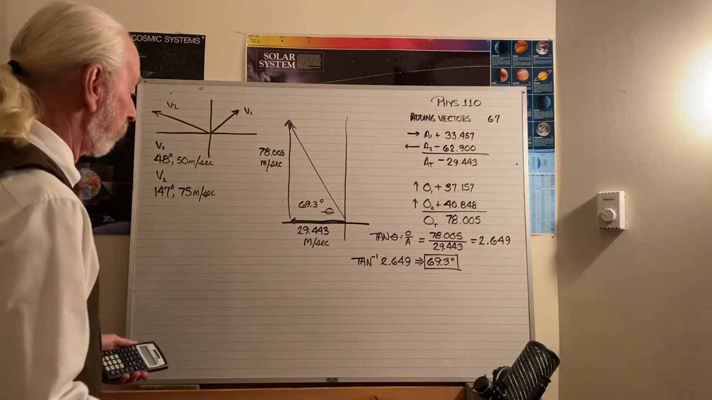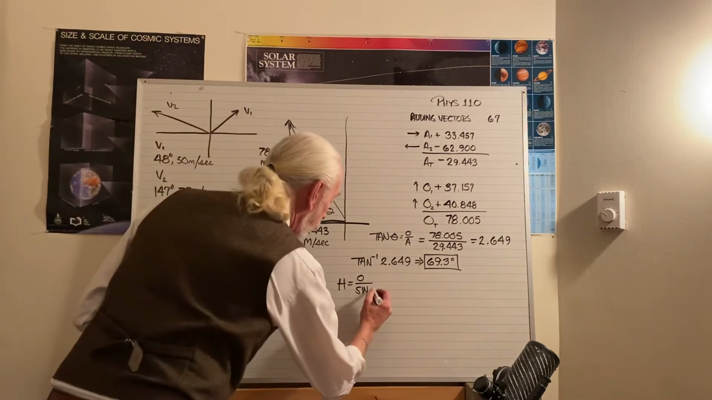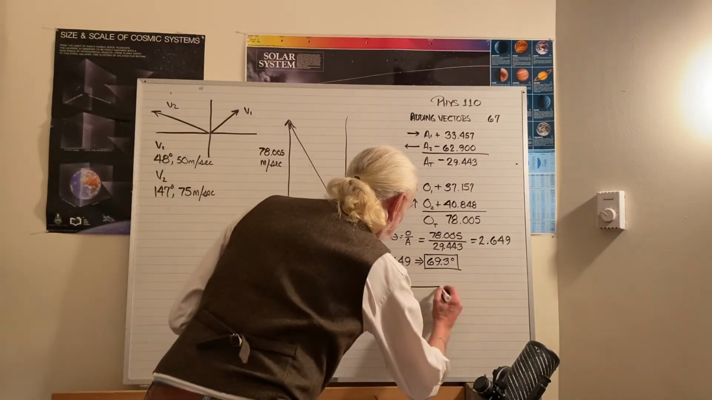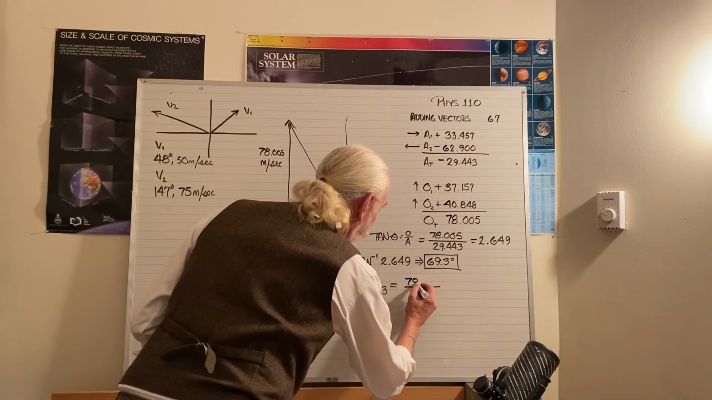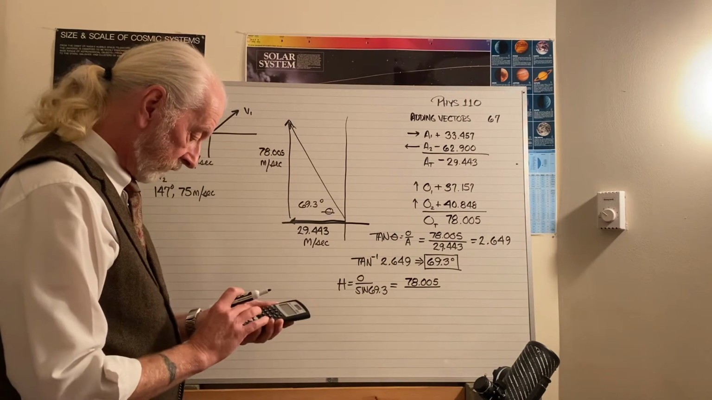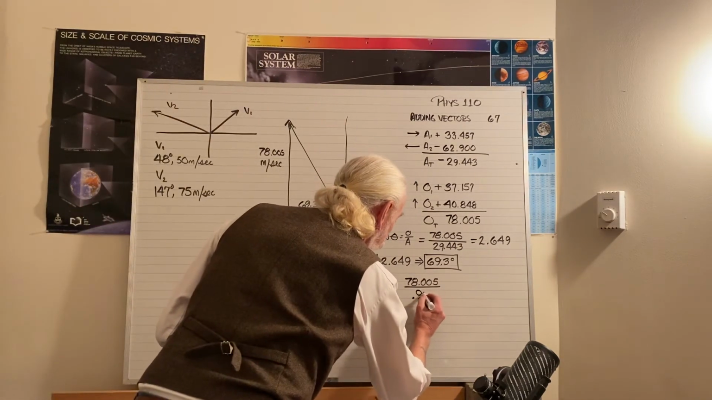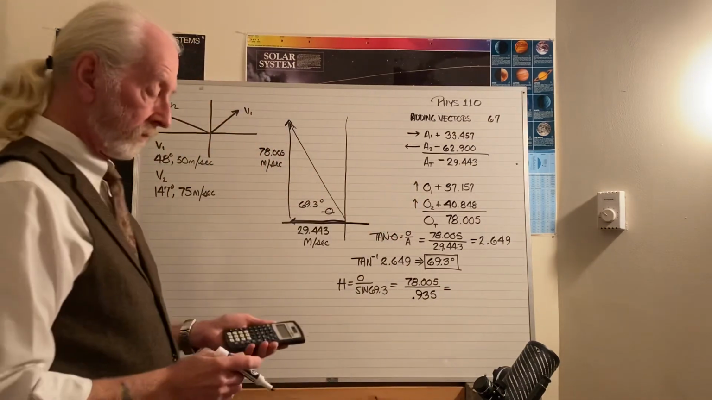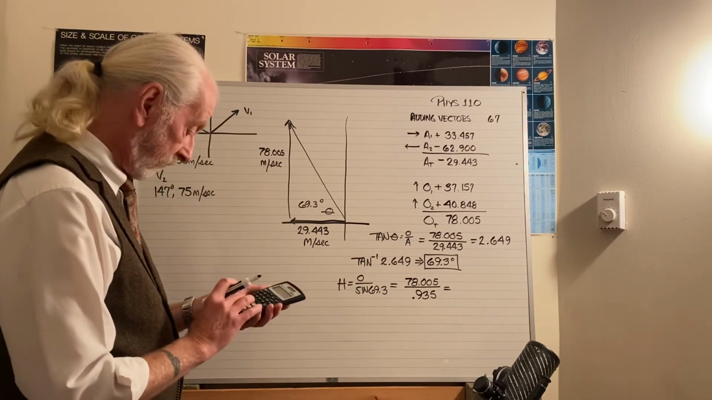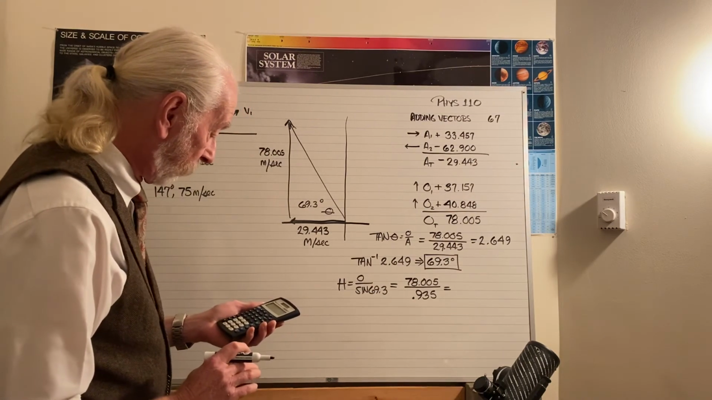So now I'll figure out the hypotenuse. Hypotenuse is going to equal opposite over the sine of 69.3. That gives 83.428.